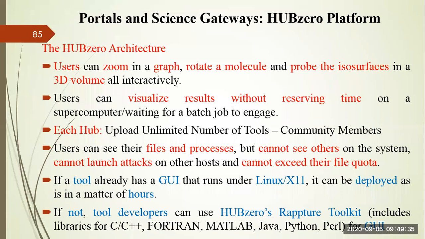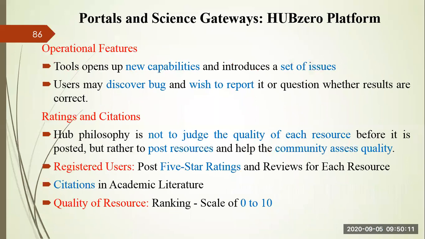So if a tool is already set up with a GUI, then what you can do is run the Linux X11 Windows operating system, right? And it can be deployed in a matter of hours. Within hours, it can be executed, right? But if a graphical user interface is not there in the HubZero architecture, you have to use the Rappture toolkit, which has libraries for popular programming languages like C, C++, Fortran, MATLAB, Java, Python, Perl, Ruby, right? So many languages are there for the graphical user interface.